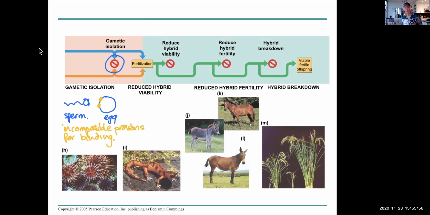Well, if a zygote is formed, it could be quite inviable. Could be quite inviable. So it might not even develop at all. Or the hybrid itself may not be fertile. So for example, if you breed, which you can, a horse and a donkey, you get a mule.